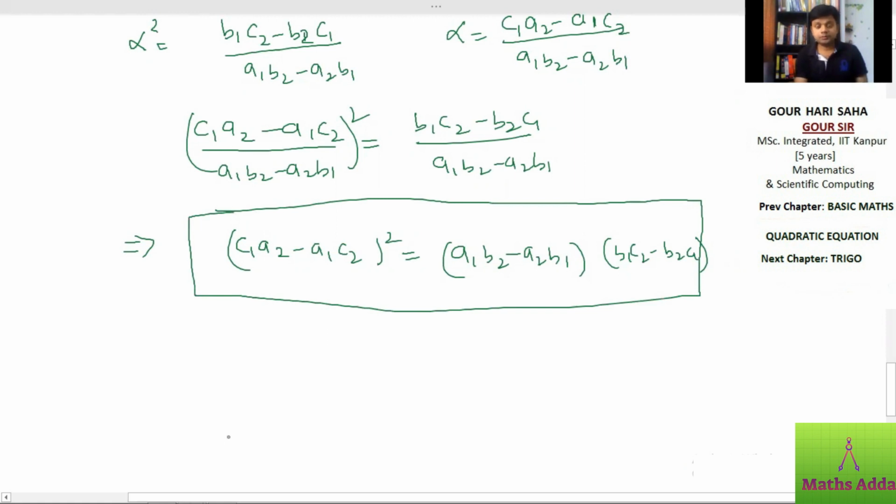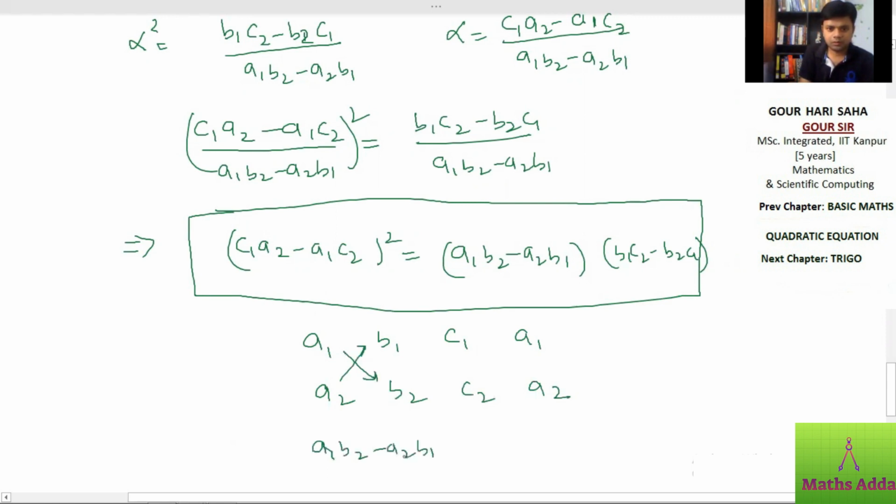So how to remember? We will remember like this one. a1 b1 c1 a1, a2 b2 c2 a2. It is (a1 b2 minus a2 b1) into (b1 c2 minus b2 c1) is equal to (c1 a2 minus c2 a1), and last you put the square, right? This is how, if you remember, it will not be difficult, right?